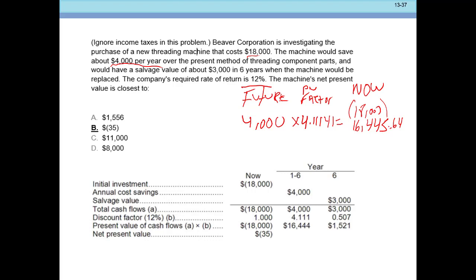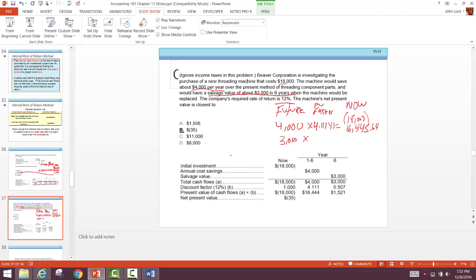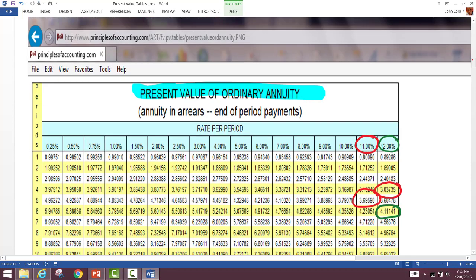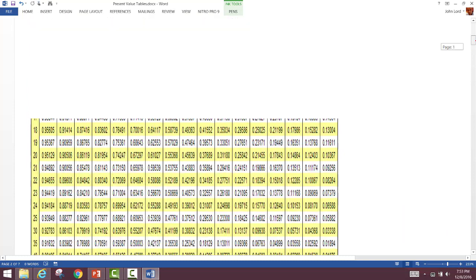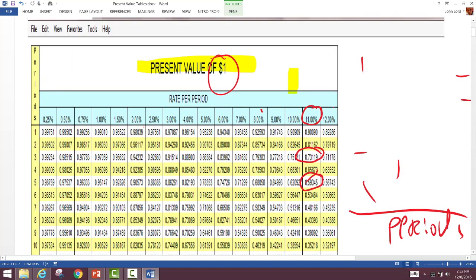Then what? Keep reading, and the machine has a salvage value of 3,000 in 6 years, doesn't it? Is that going to be an annuity or one time? That's one time, so 3,000 times, once again, go back to the tables. Which table do you want me to go to? Present value of $1, right? Not this one, but this one up here. Present value of $1. 12%, right?